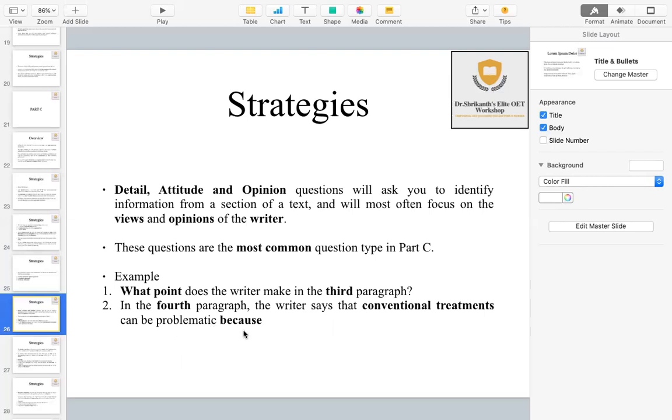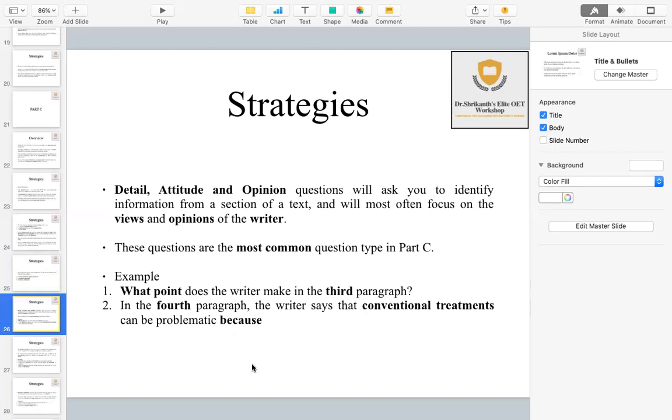The reason is this: because means what? There is a reason. So in the fourth paragraph, because of a reason, the writer says that conventional treatments are problematic. So what is that reason? What is that one specific reason that makes the writer believe that conventional treatments are problematic? And this answer is located in the fourth paragraph.